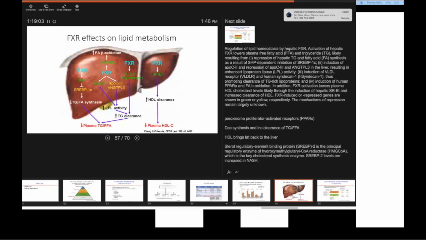I'm starting to run a little low on time, so I'm going to go quicker. FXR has a multitude of actions, but its end product... So this is the farnesoid X receptor. This is a receptor for bile acids, okay? And what happens here is that ultimately it decreases plasma triglycerides and free fatty acids, improves triglyceride clearance, and unfortunately can cause plasma HDL decreases. So that's the good cholesterol, if you guys remember.